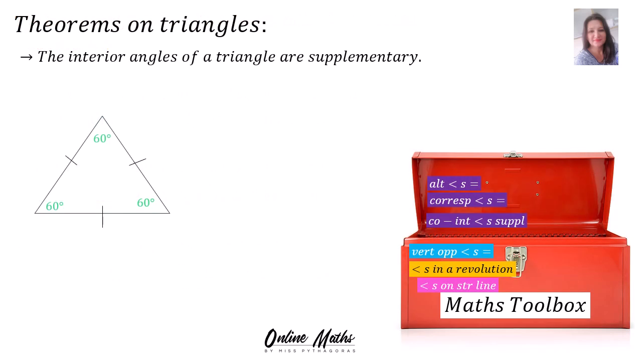Now there's also theorems on triangles. The first theorem is the interior angles of a triangle are supplementary, and the abbreviation that you may use in the exam is sum of angles in a triangle. And there on the sketch you can see all 3 angles, 60 plus 60 plus 60. They add up to 180 degrees. Remember, supplementary means they add up to 180 degrees.